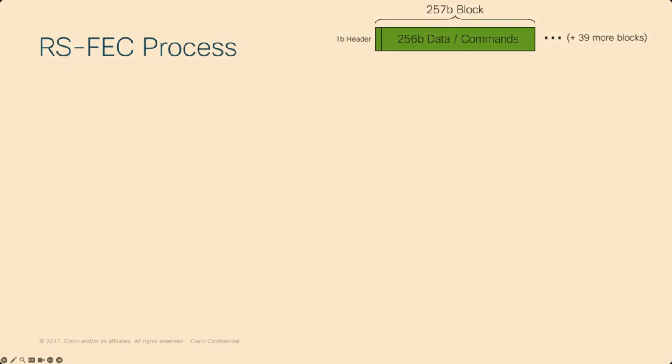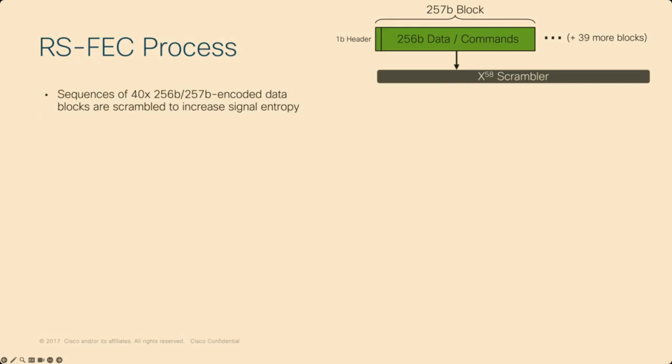The current standard that everyone has settled on is called Reed-Solomon forward error correction, or RS-FEC. Here's basically the way it works. The sending device is going to take about 40 of these 257-bit blocks, string them together, and start processing them. It's going to pass them through a scrambler, which runs some math on them and basically tries to increase the signal entropy so that you don't have long strings of zeros or long strings of ones.